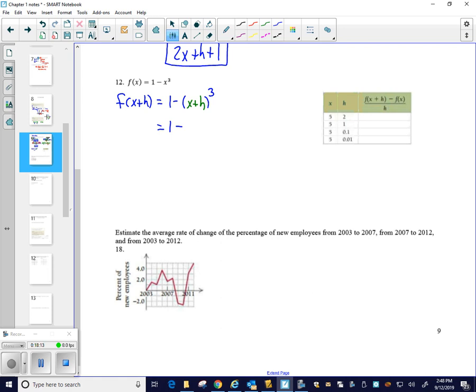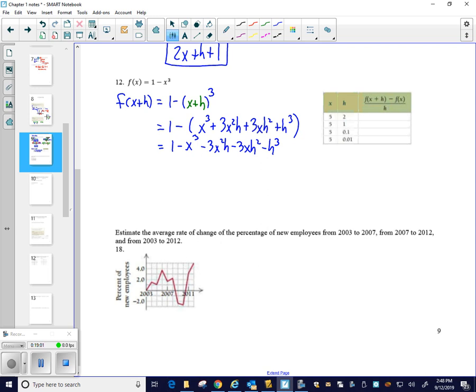So again, I don't know what method you guys learned, but hopefully this is going to be the result that you end up with. It should be, and I got to keep this in parentheses because I'm subtracting it, x cubed plus 3x squared h plus 3xh squared plus h cubed. Okay, that is f of x plus h. I'm going to go ahead and simplify it by distributing the minus sign throughout the whole thing. So 1 minus x cubed minus 3x squared h minus 3xh squared minus h cubed.